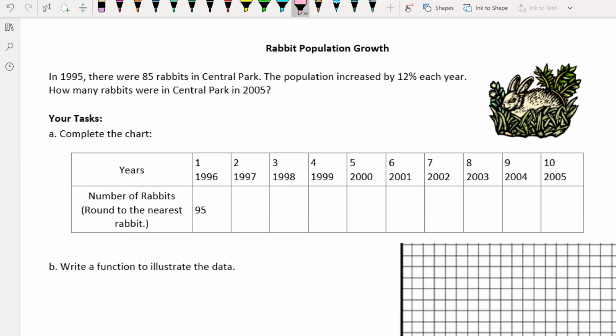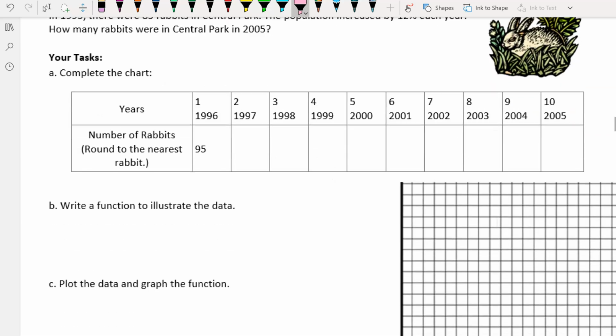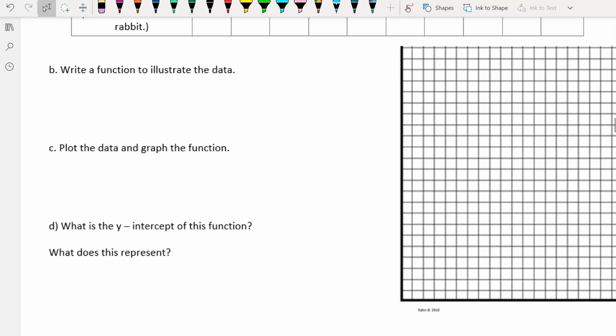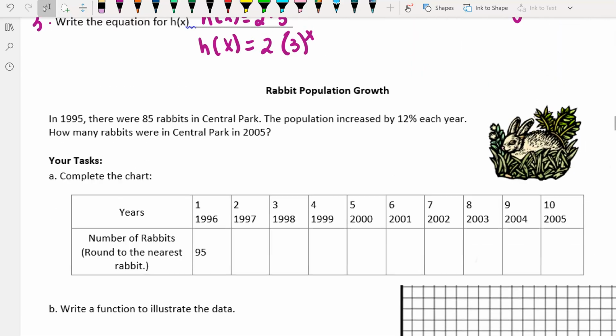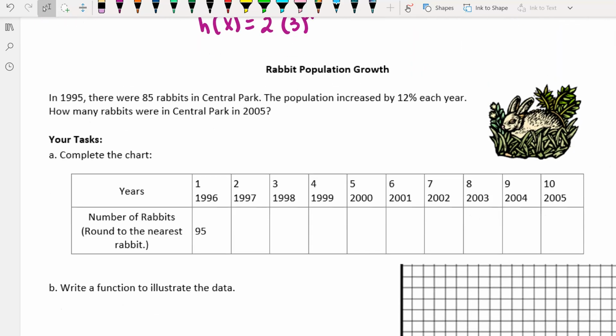So first things first, I know there's different parts. We have a table, we're writing the function, we're going to make a graph, and we're going to do the y-intercept. So there's a few things that we need to identify before we begin, just to make sure that we're all on the same page. Okay, so first and foremost, is this growth or decay? This says population increase, which means you have growth, okay?